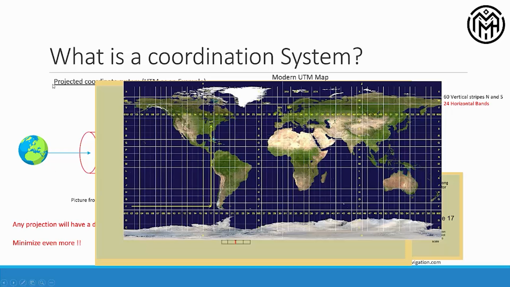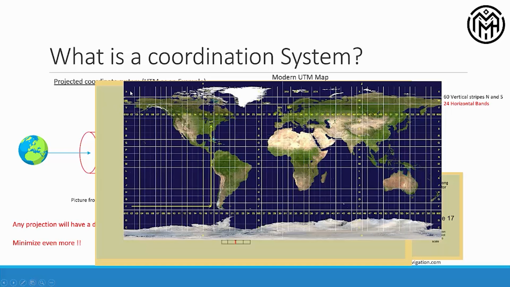And actually, it was done by the military of the United States. I think it was in the 19-something. They decided also to contribute to this system and divide the world into horizontal strips as well.